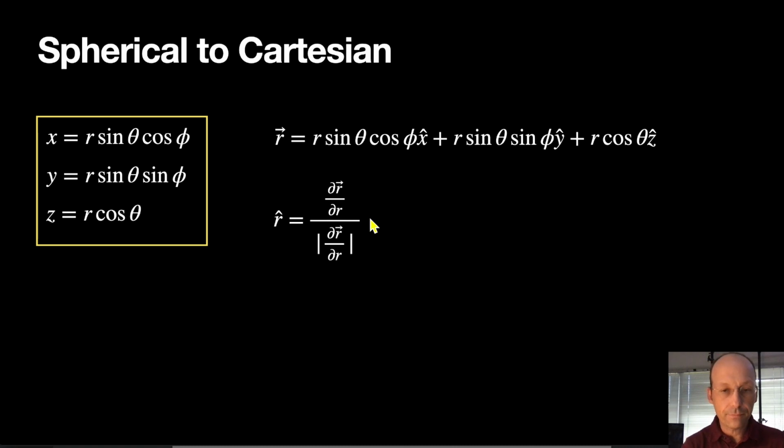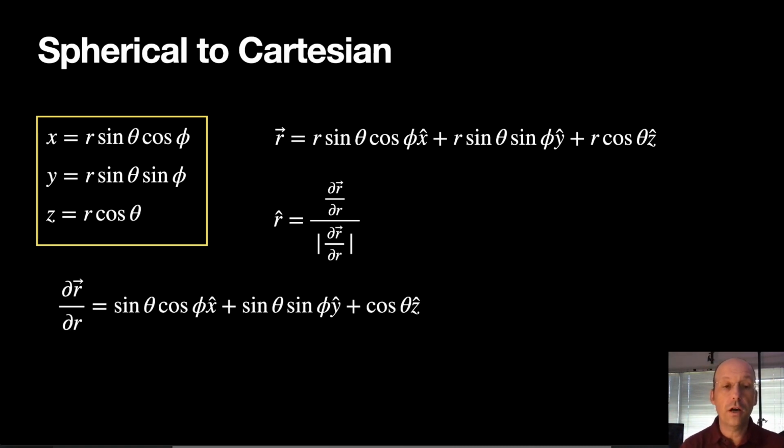You'll be fine. But then I have to normalize it, right? Because unit vectors have to be normalized. They have to have a magnitude of 1. So I'm going to take the partial of r with respect to r and then normalize it by dividing by the magnitude of the partial of r with respect to r. Got it. Okay, so let's take the partial of r with respect to r. It's not too bad because, look, here's my first term. There's only one r, so the partial of this with respect to r is just going to be sine theta cosine phi. And the same thing here, sine theta sine phi, and then cosine theta. So I get the partial of r with respect to r is this thing.